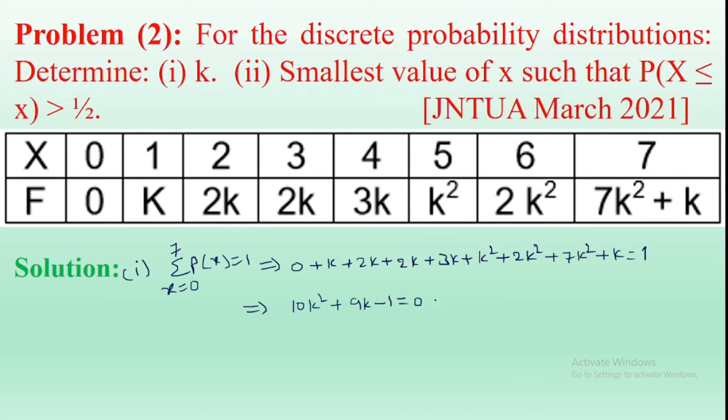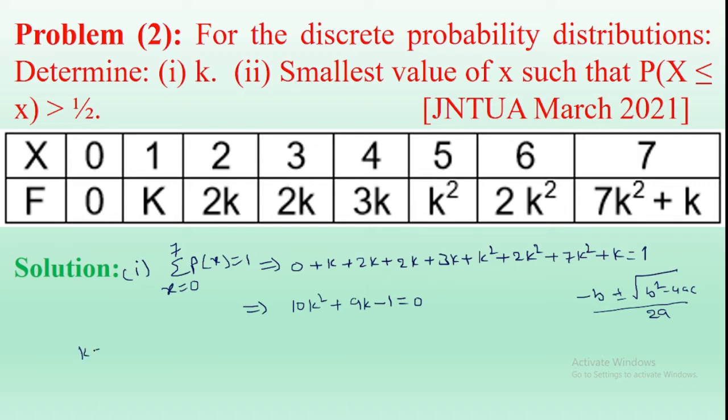And this is the characteristic equation. So ax square plus bx plus c is equal to 0 is the characteristic equation. The roots of the characteristic equation are minus b plus or minus square root of b square minus 4ac divided by 2a. Now here b value is 9, a value is 10 and c value is minus 1. So using this equation, find out the k value.